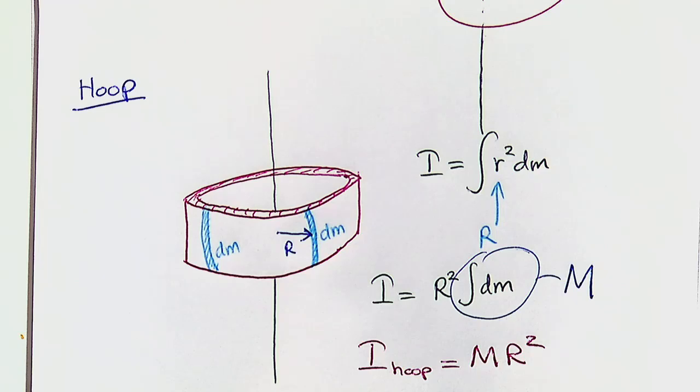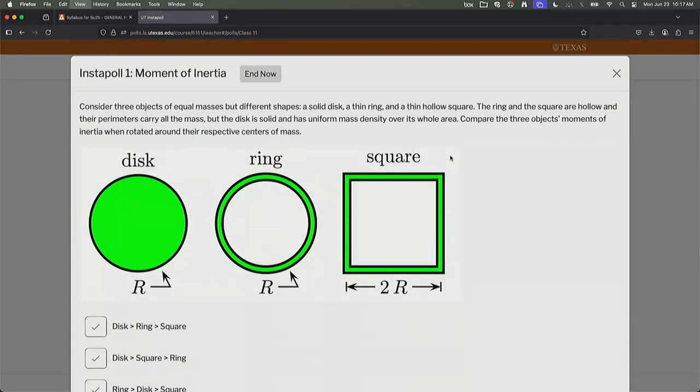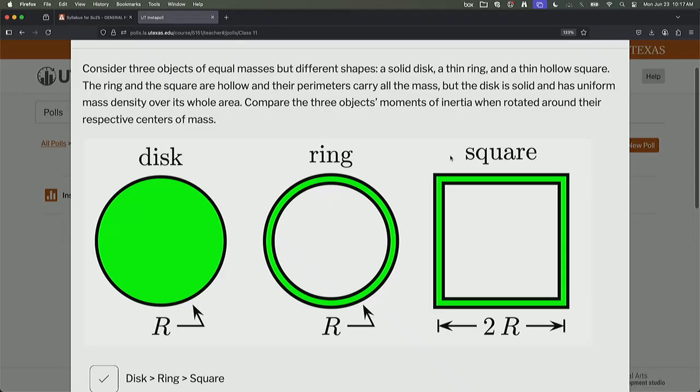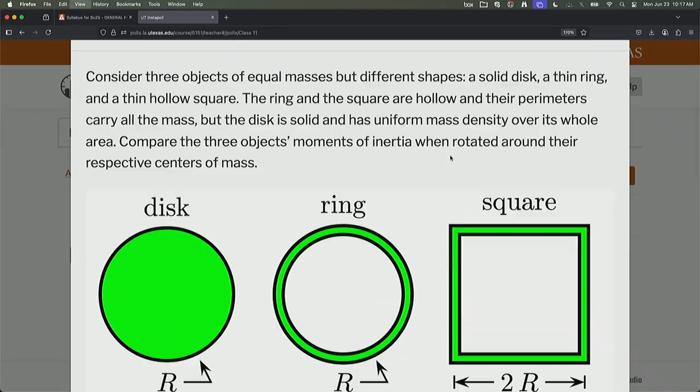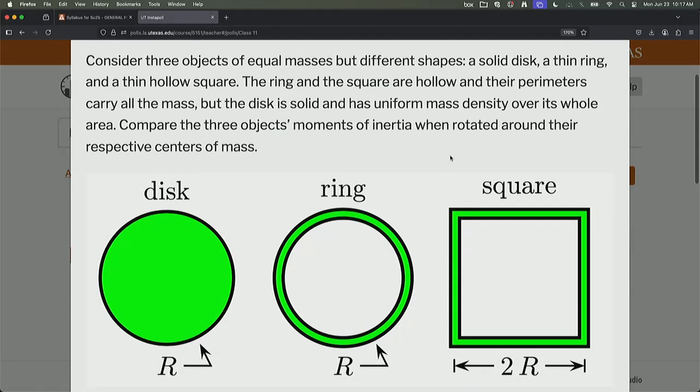Other questions? Okay, so let's do an Insta poll here. Switch over to the computer and send you an Insta poll your way on the concept of moment of inertia. Zoom in here, maybe a little bit more. Okay, so you have three objects here. You're asked to compare the moments of inertia. So let's take a minute and a half, look at this, ask questions about this as we go, and we'll be back in a bit.